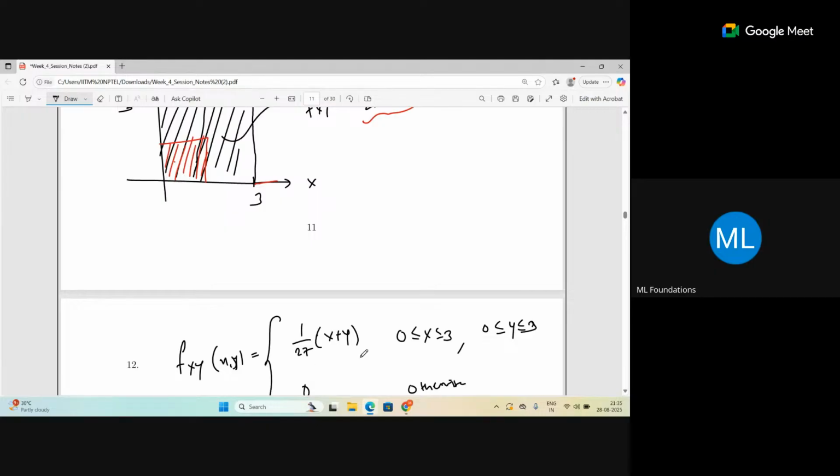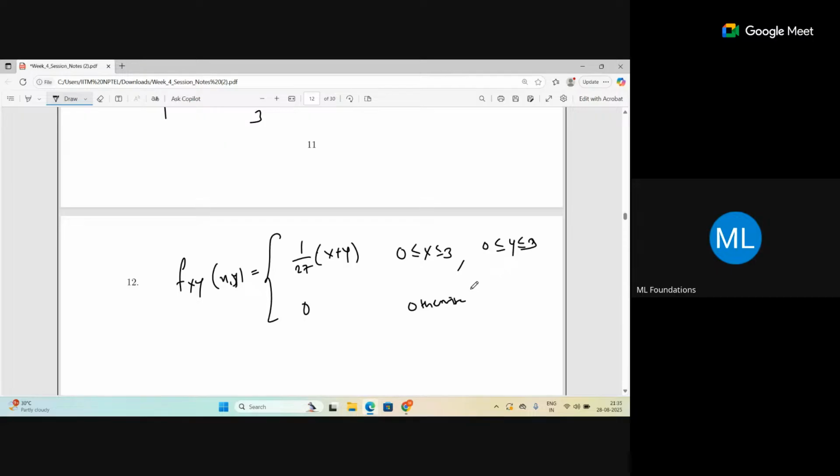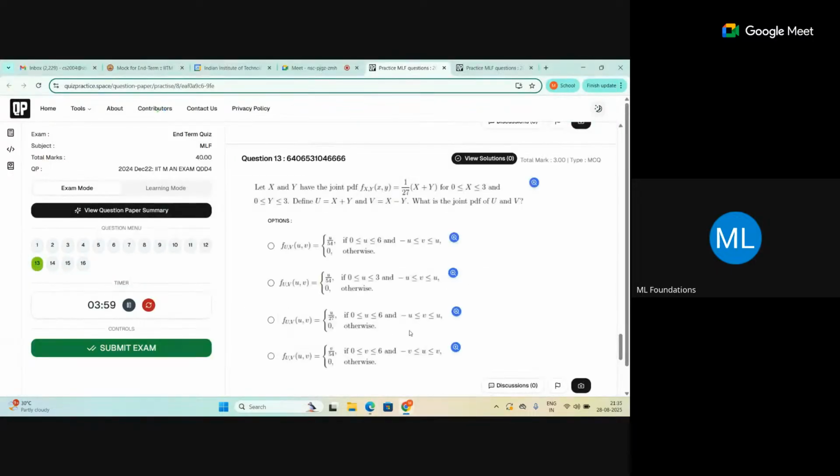Have you checked whether this probability mass function, or rather this probability density function, is valid? Is it checked? I think it is valid, but you should check it. That's fine.